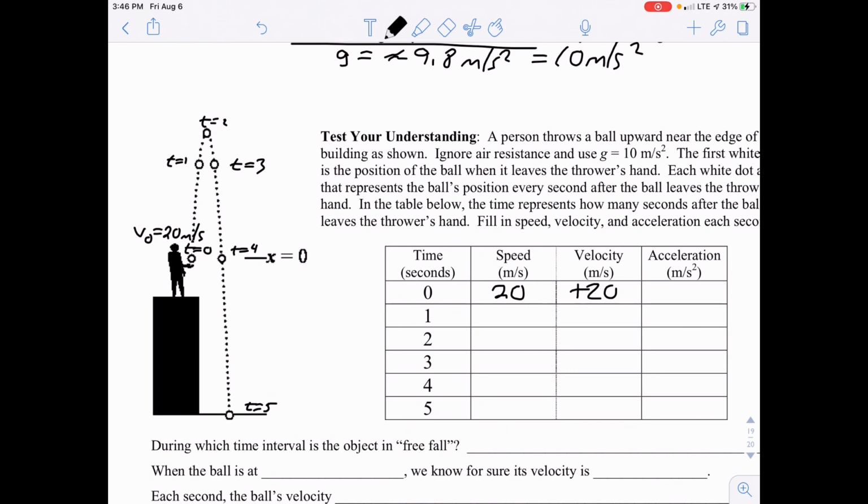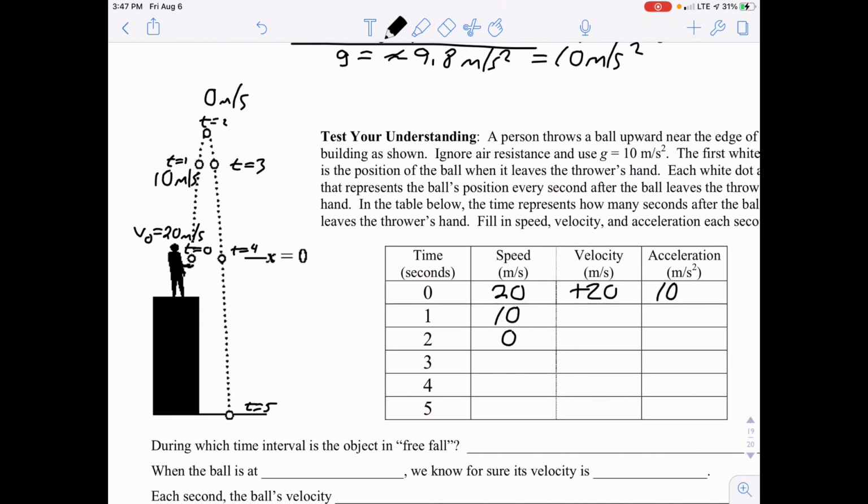At 1 second, remember, when an object goes up, it's slowing down due to gravity. So what's happening? It's slowing down at a rate of 10 meters per second squared. So we went from 20 to 10 meters per second, okay, to finally 0 meters per second. So our speed looks something like that.